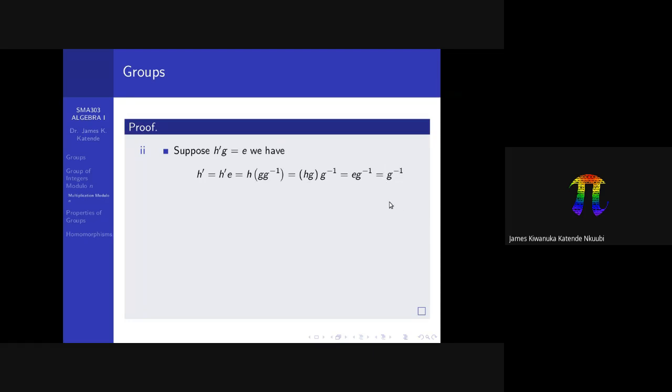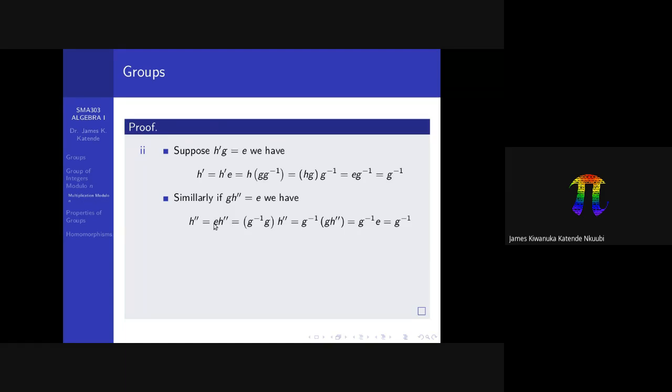The same happens if you consider an element that behaves like the inverse on the right. We end up showing that H double prime is equal to the inverse as well. Again, here we simply multiply by the identity on the right to have H double prime is the same as E H double prime.